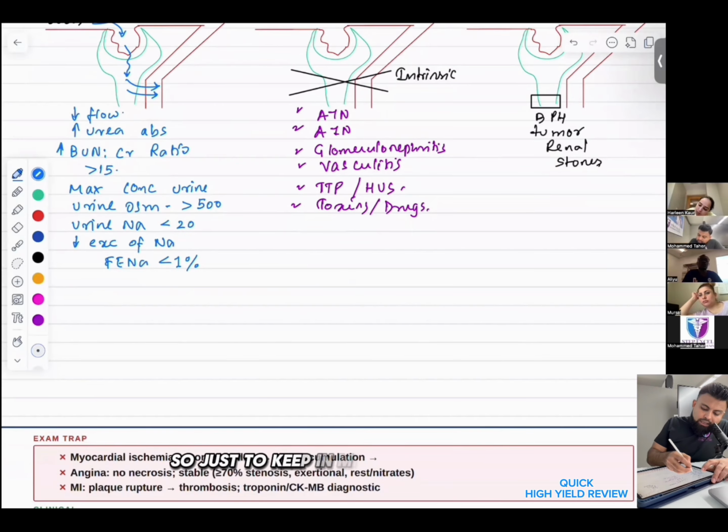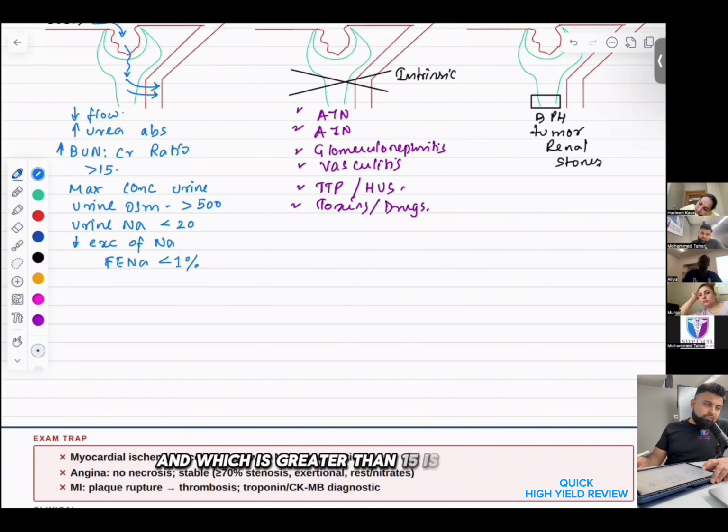So just to keep in mind, the BUN creatinine ratio, I gave you a value of 15. Some books, like First Aid, refer to 20, Goljan refers to 15, and I'll go with Goljan, and so greater than 15 is the BUN creatinine ratio.